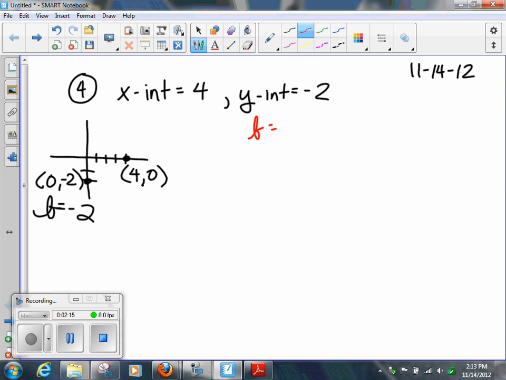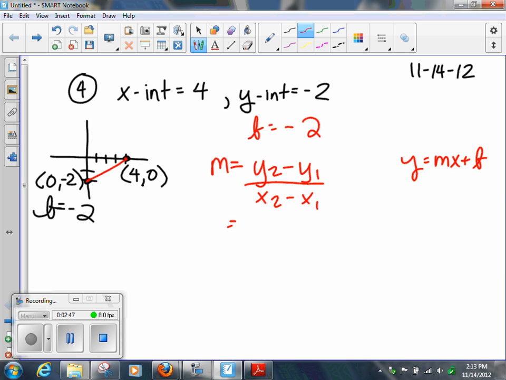All righty, b. What is b? -2. We have to find the slope, okay? I'm going to use y equals mx plus b, but I'm not going to use it yet. Do I have enough information to solve for the slope? Sure, because I have my 2 points right here, folks. The line's going to pass through those 2. So I'm going to use my slope formula, or I could count the rise over run.